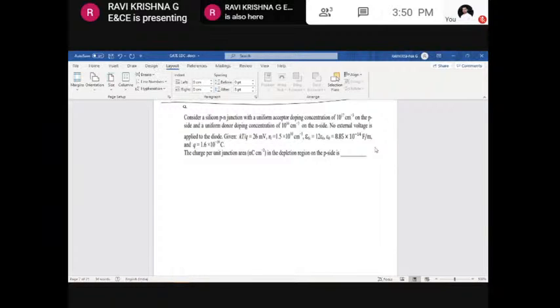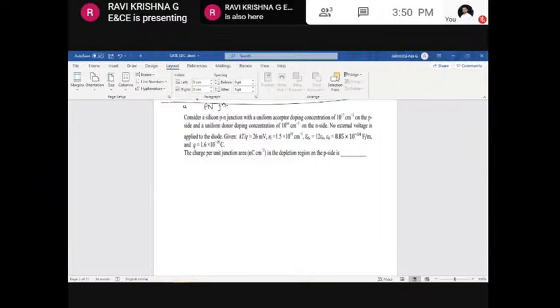Here it is again based on the PN junction only. The question is: consider a silicon PN junction with a uniform acceptor doping concentration of 10 power 17 per cubic centimeter on the P side, and a uniform doping concentration of 10 power 16 per cubic centimeter on the N side.